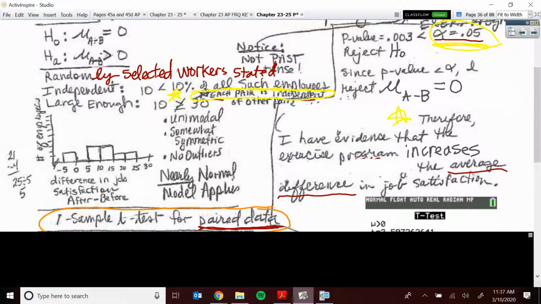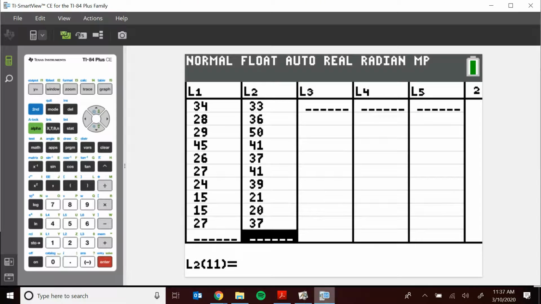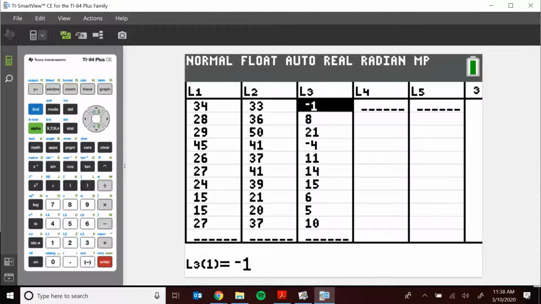Okay, so let's make sure you're in the right place in your calculator. Again, you have put your before in list 1, your after in list 2, and you did list 3 as your L2 minus your L1, and so then we plotted all list 3. I don't even care about L1 and L2 anymore.